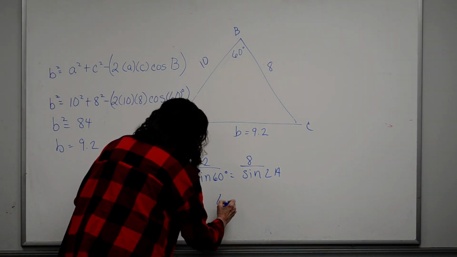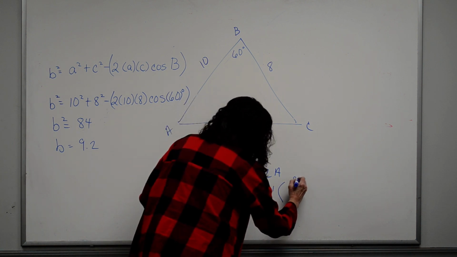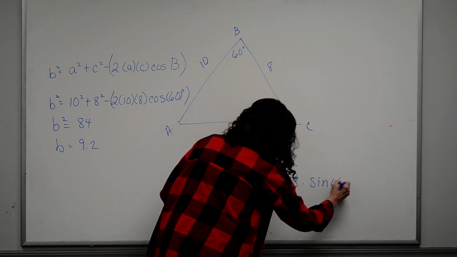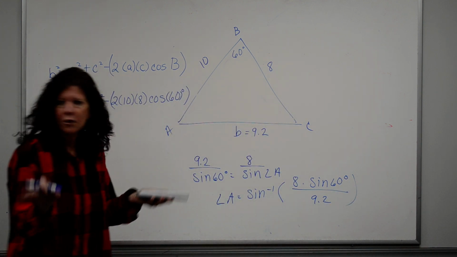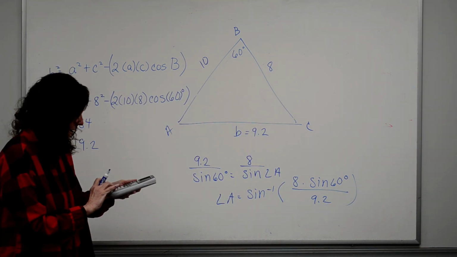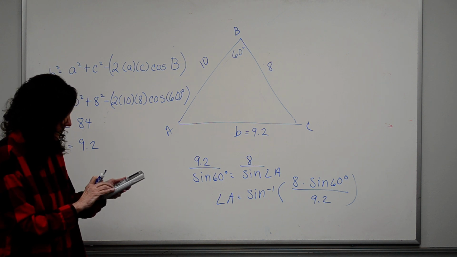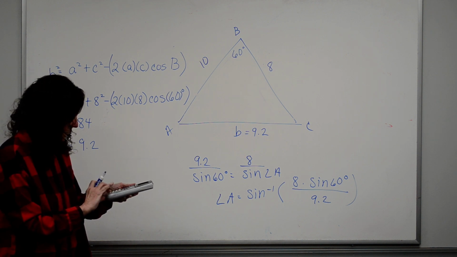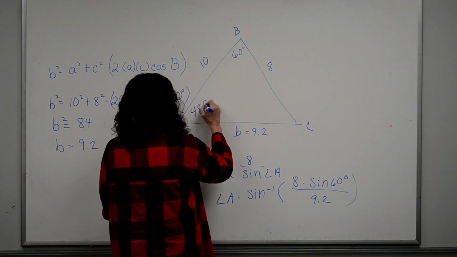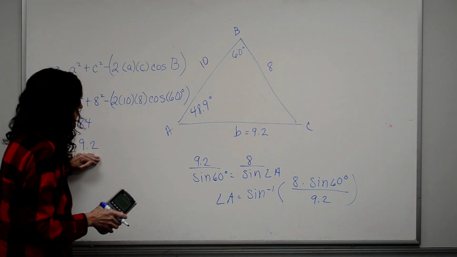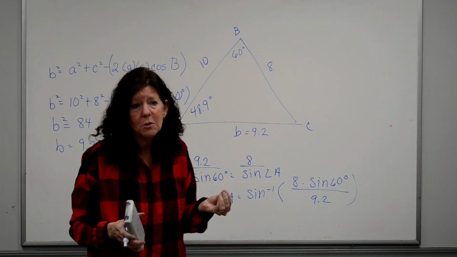So you would have angle A is equal to the inverse sine of 8 times the sine of 60 divided by 9.2. You know how to do that. Inverse sine, 8 times the sine of 60 divided by 9.2. And that's going to give me an answer of 48.9. Now understand, we've rounded here, we've rounded here, so you might be a little off from the answer because there's no way to do this without rounding.